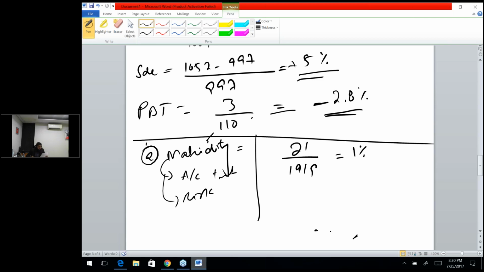Okay, so this is actually 1%. The inventory is 1% of the overall total assets.